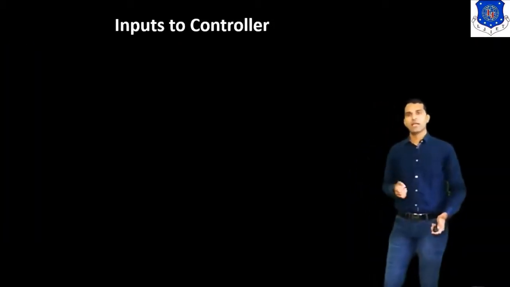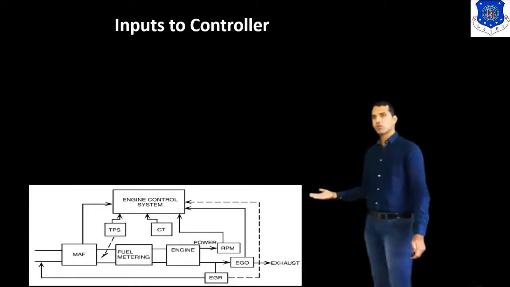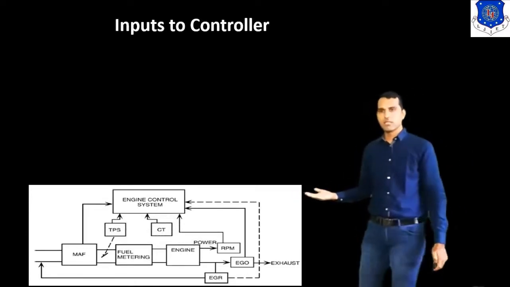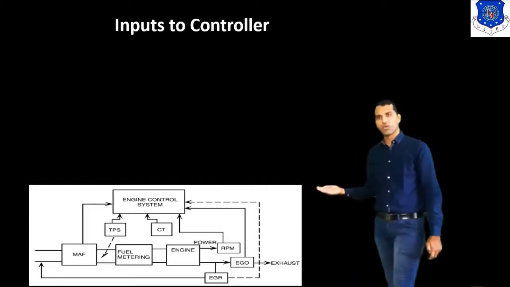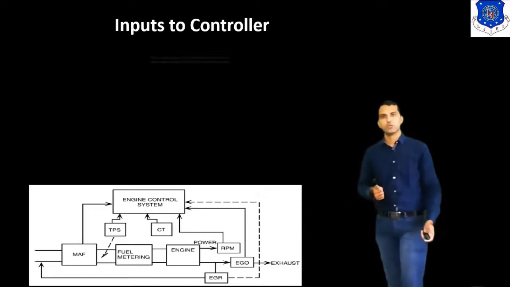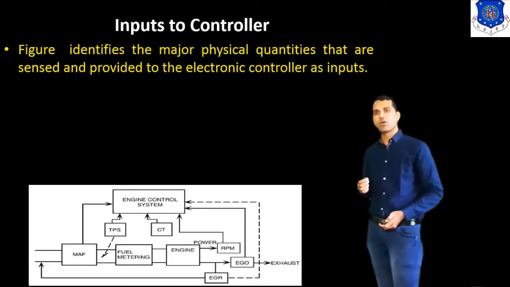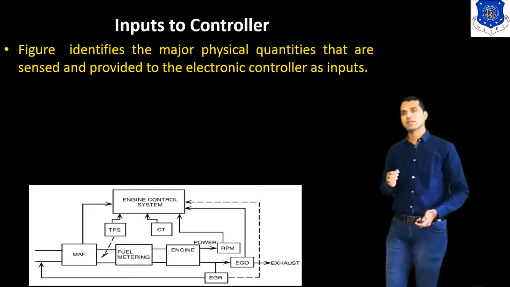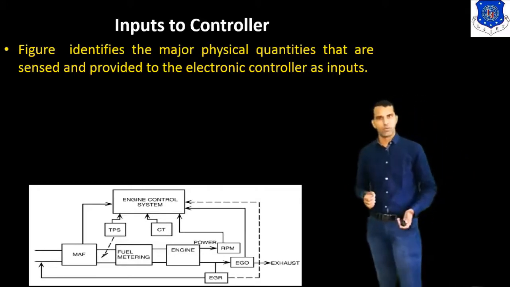Now here we discuss the input to the controller. To understand this, we have taken this figure. Here we can see the engine control system, or the ECU unit, and the different sensors that provide data to this ECU. The figure identifies the major physical quantities that are sensed and provided to the electronic control unit as input.